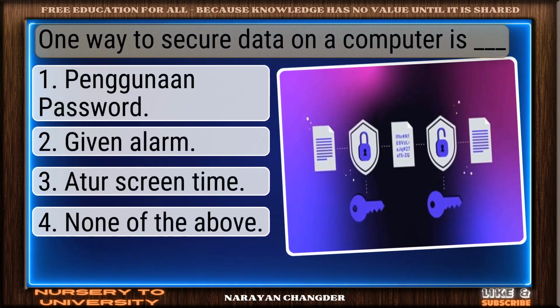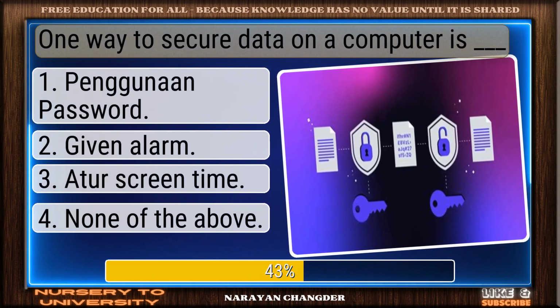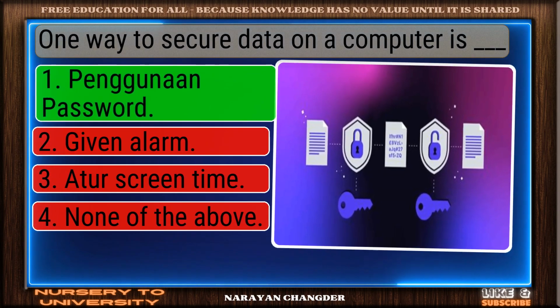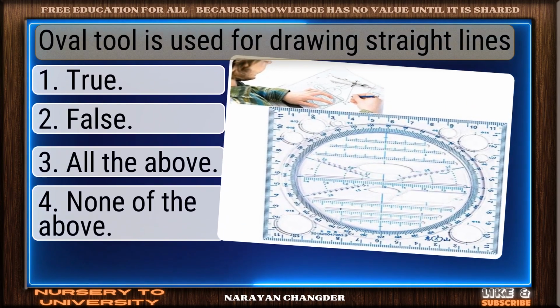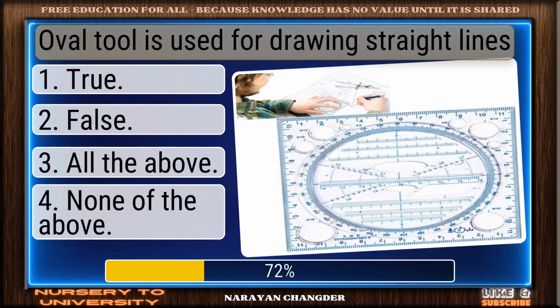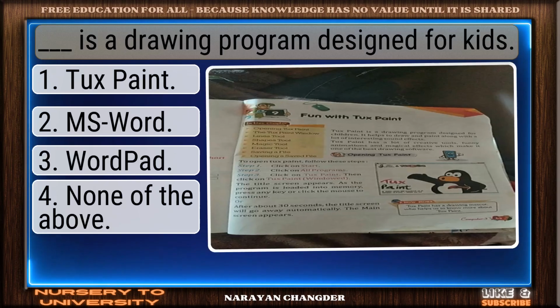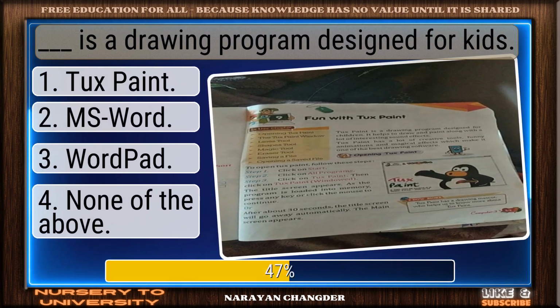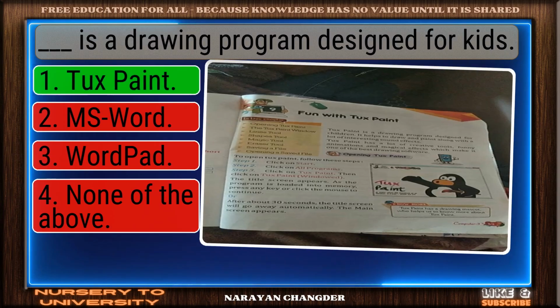One way to secure data on a computer is dash. You got it. Pinguinen password fits. Oval tool is used for drawing straight lines. Sharp thinking. False is right. Dash is a drawing program designed for kids. Great job. Tux Paint is accurate.